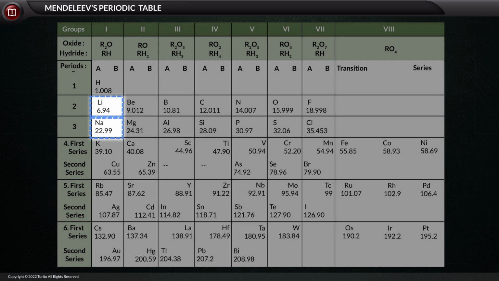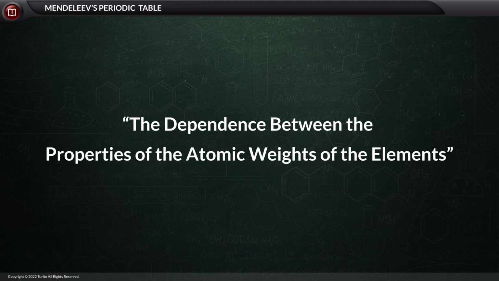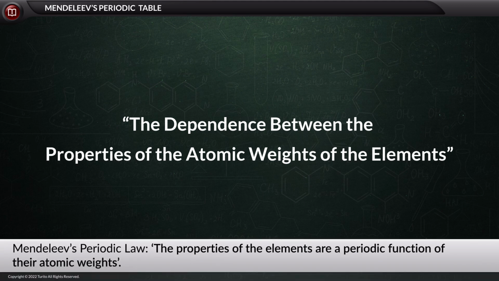Later in his research paper, titled, "The Dependence Between the Properties of the Atomic Weights of the Elements," which he presented at the Russian Chemical Society, he wrote the periodic law according to which the properties of the elements are a periodic function of their atomic weights.